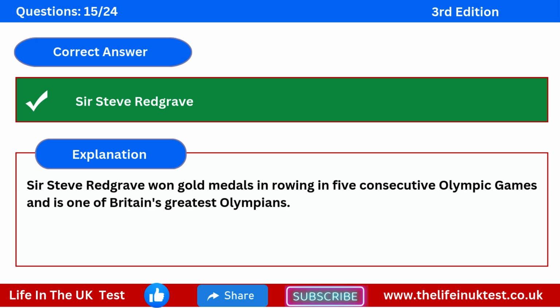The correct answer is Sir Steve Redgrave. Explanation. Sir Steve Redgrave won gold medals in rowing in 5 consecutive Olympic Games and is one of Britain's greatest Olympians.